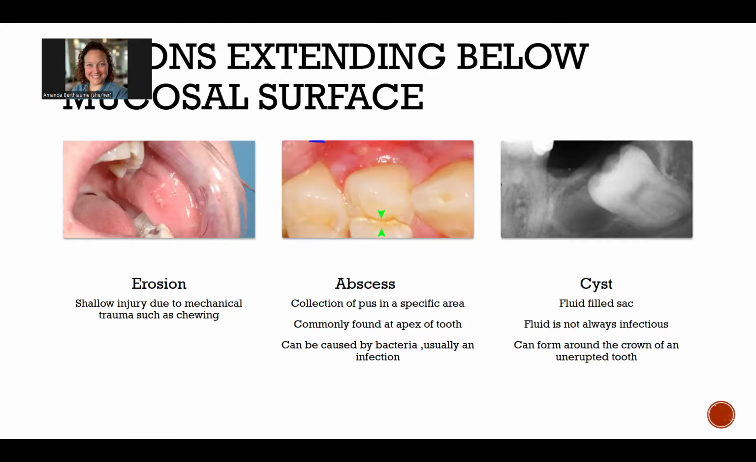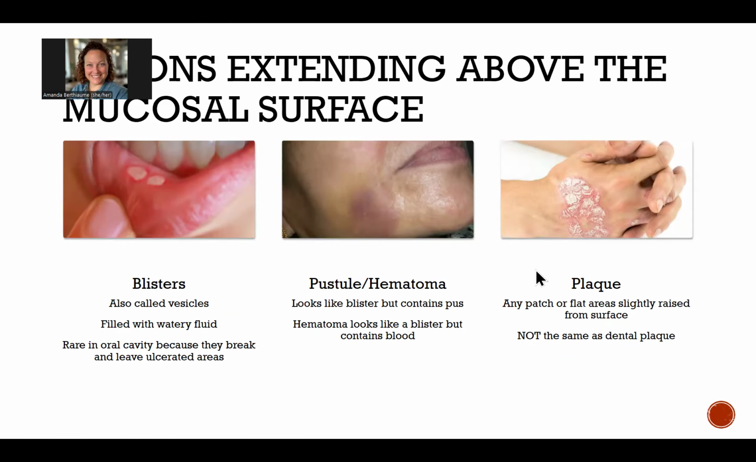Then we have cysts. Those are fluid-filled sacs. So sometimes you can have an eruption cyst, which can be pretty normal, or a cyst that is around the crown of an unerupted tooth, or a cyst might be there and not be normal, and we don't know why the cyst is there. Sometimes with 2D radiography, we can't tell if it is fluid-filled or just an empty space. So again, that's why further testing needs to happen.